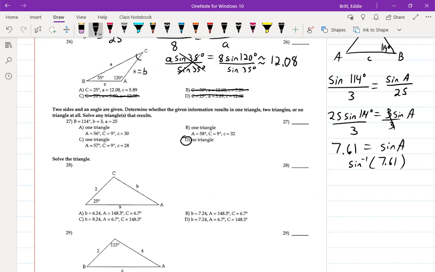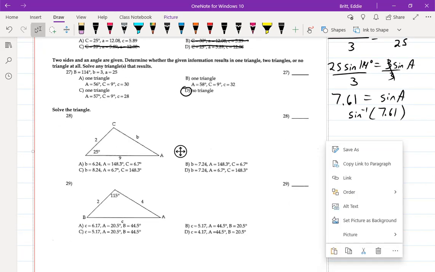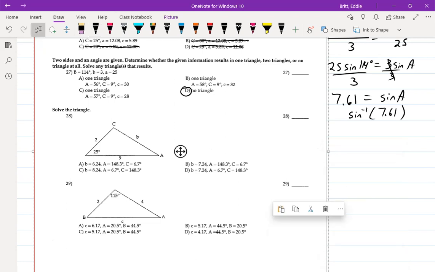All right, no triangle will work out with those values. So problem number 28 is a, let's see what we have. That's 25 degrees, that's 9, that's 2. We don't know any corresponding side and angle, so it's going to be a law of cosines problem.